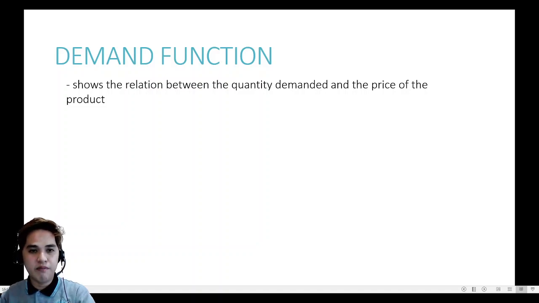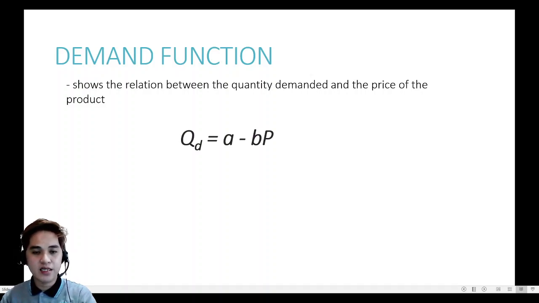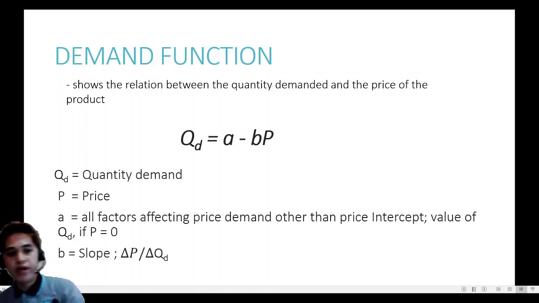Okay, so another way we can present demand is through the demand function. It shows the relationship between quantity demanded and the price of the product. It can be written as Q sub D equals A minus BP, where Q sub D is the quantity demanded, P is the price, A is the Q intercept, or the value of Q if price is 0, or you can put there all the factors affecting demand other than the price, and B is the slope, or the change in P over the change in Q.